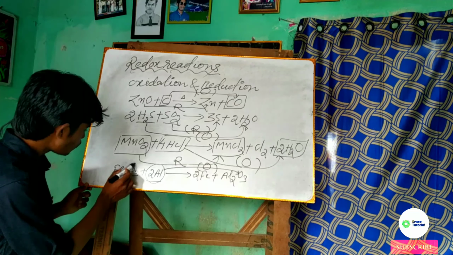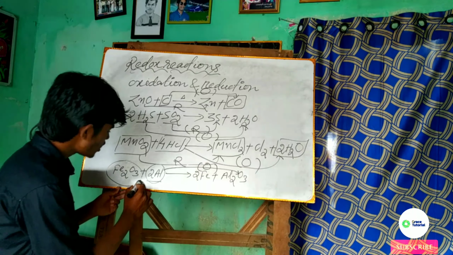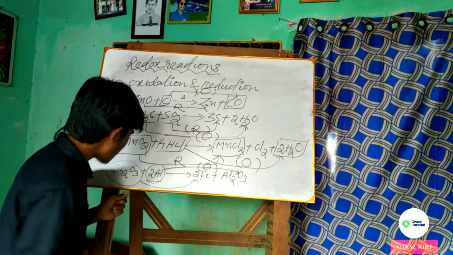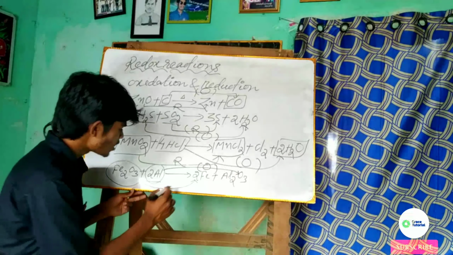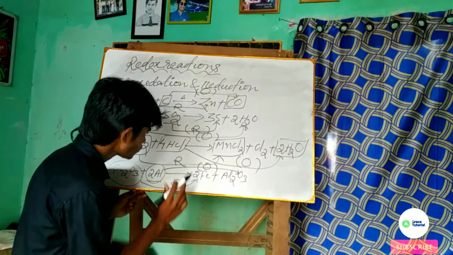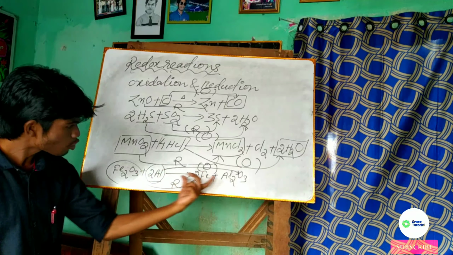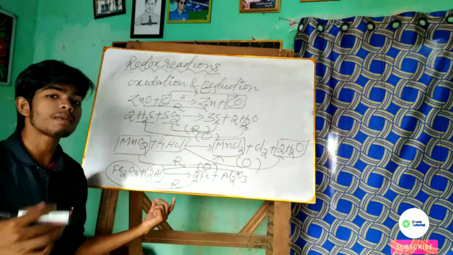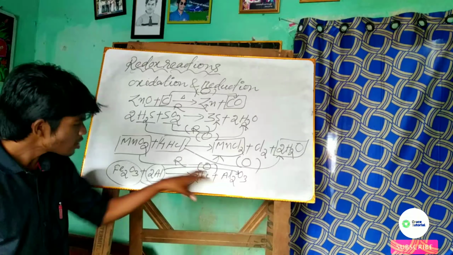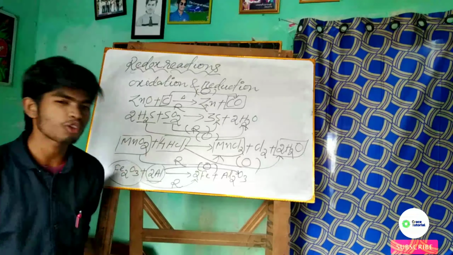Similarly, we have Fe2O3, but it has been changed into Fe. That means here the oxygen has been removed. So the removal of oxygen is known as the reduction. So this is also the reaction wherein the oxidation as well as the reduction has taken place. That's why this reaction also comes under the redox reaction.